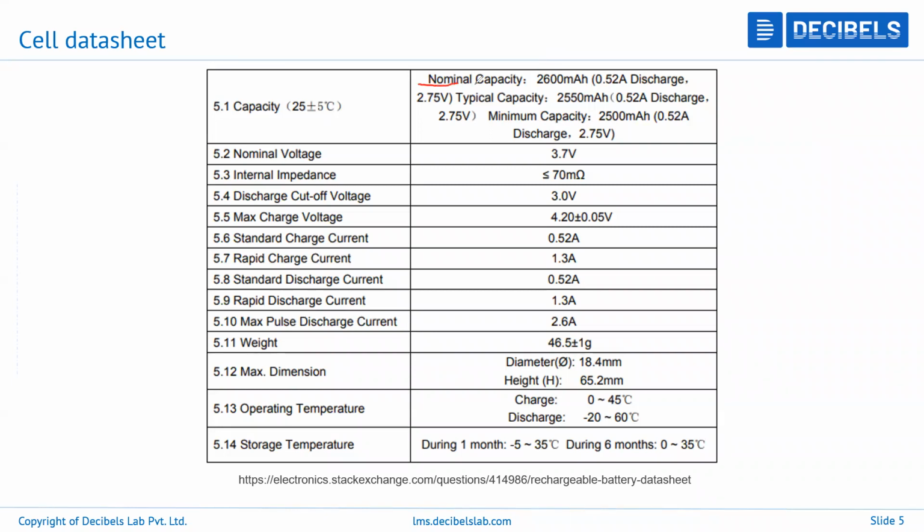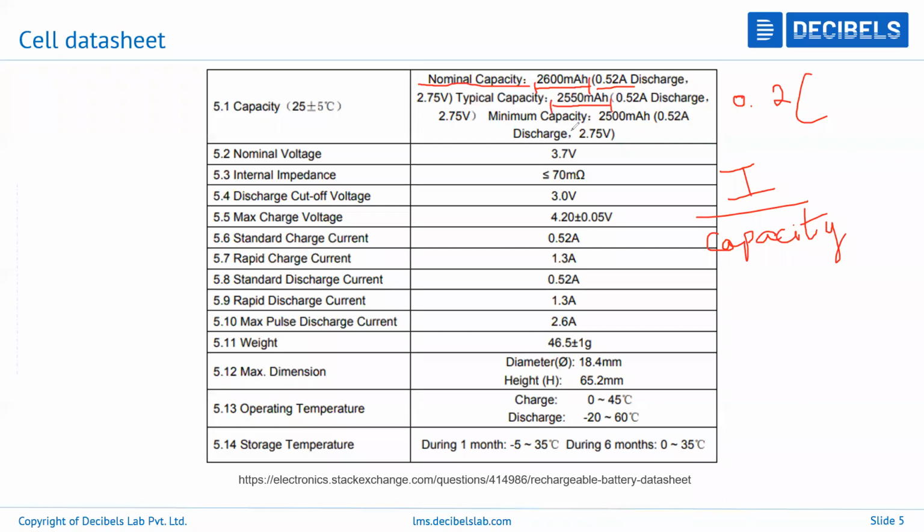Okay, so nominal capacity is the capacity you will theoretically obtain if you were to discharge the cell at 0.2 C. Okay, so 0.2 C, or basically the C rate, is the ratio of current drawn with respect to its capacity. Okay, so if I was to discharge a cell at 0.2 C, what that means is if I were to discharge the cell at 0.52 amps as per the specifications, then ideally you would get a capacity of 2600 mAh with a minimal capacity of 2550 mAh.